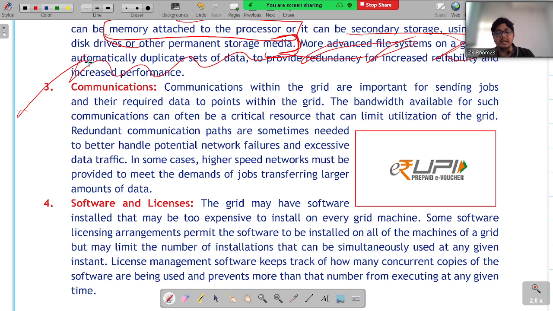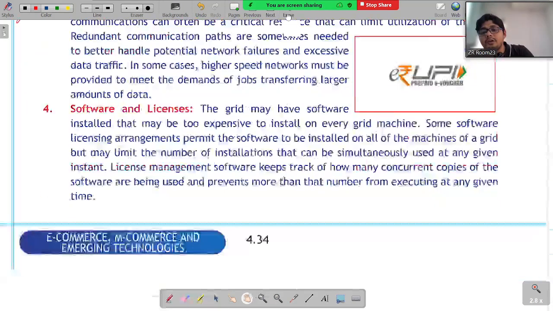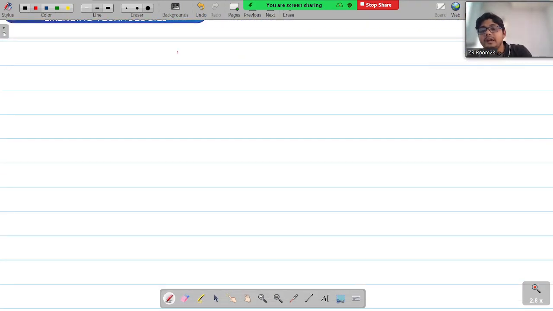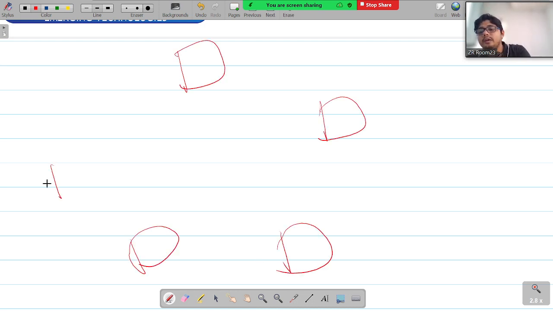Second, what these people are telling, see how the grid is drawn. Listen, the grid is drawn like this. See here, 1, 2, 3, 4, 5.